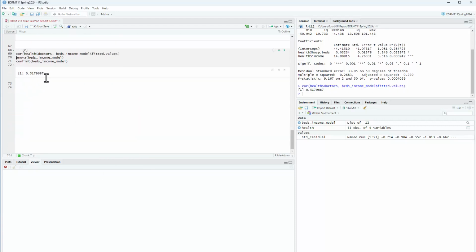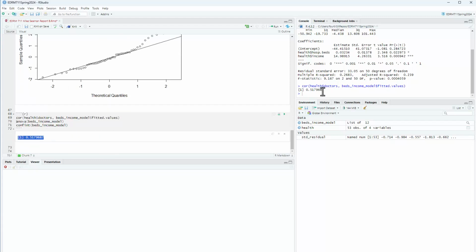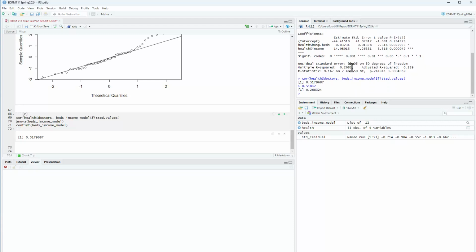So our first is a correlation between our observed, which is what we actually saw in terms of the number of physicians, and our predicted, what we predicted for the physicians. If I were to take that correlation that I just calculated there, 0.518, and square that, you see that I get the 0.2683 we get here. So the multiple correlation coefficient is simply the correlation between our observed and our predicted.